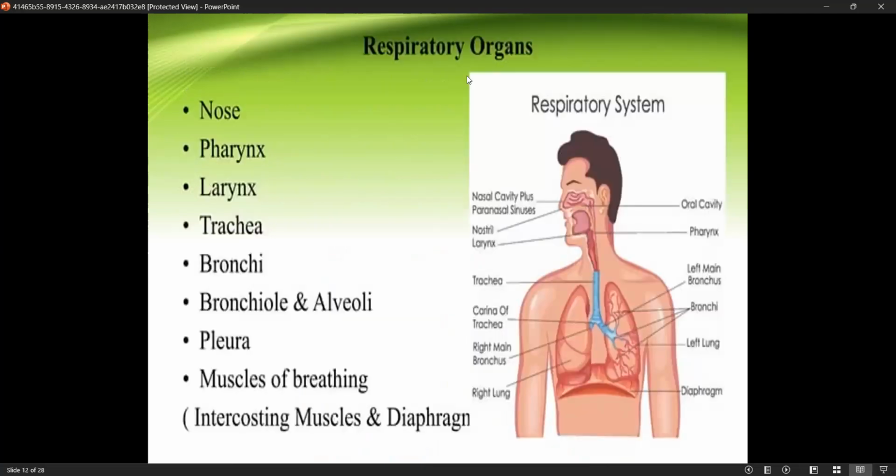Here you can see the respiratory organs, that is the nose, pharynx, larynx, trachea, bronchi, bronchioles, and alveoli, and the pleura and muscles of breathing. So what is pleura? The outer covering of the lungs is called pleura. And the muscles of breathing that you can see are the diaphragm here and the intercostal muscles. Sorry for the spelling mistake. The intercostal muscles are again divided into two, external intercostal and internal intercostal.